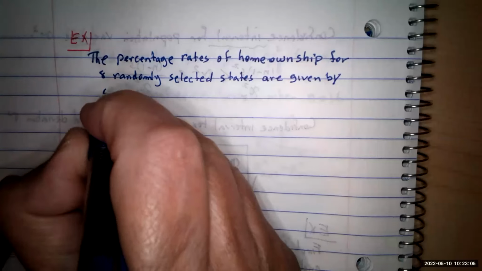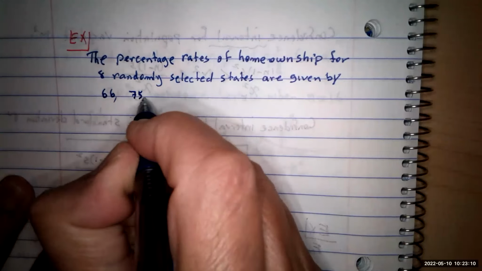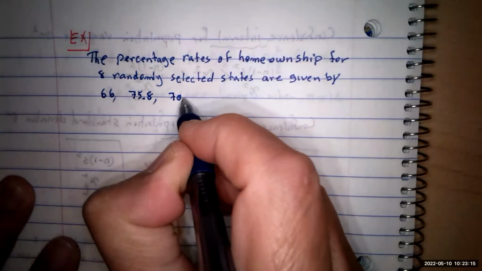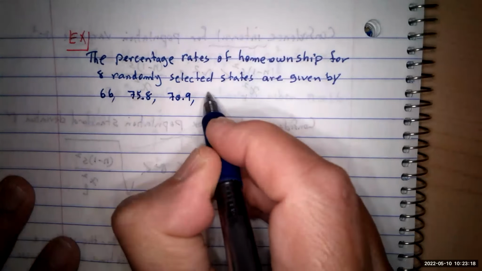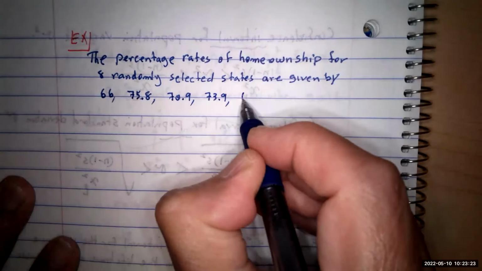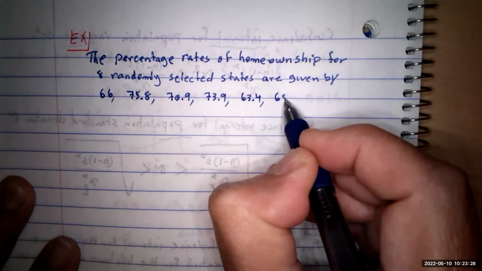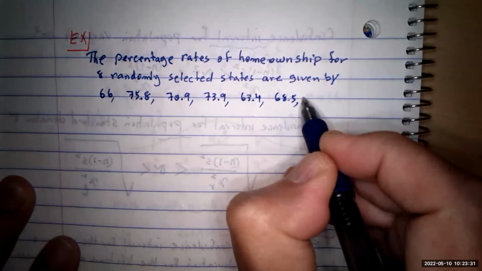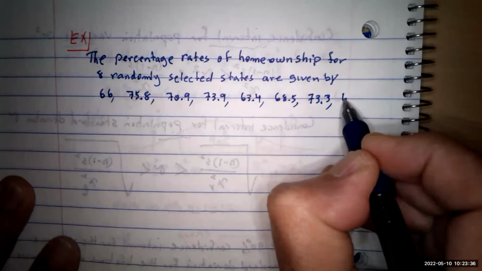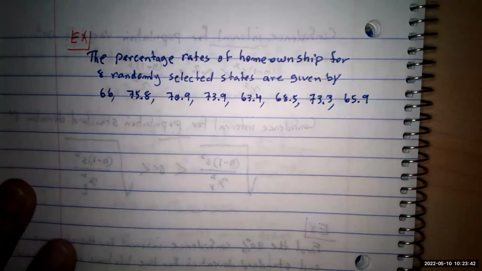We have 66%, 75.8. The other number is 70.9. Then we have 73.9, then 63.4, 68.5, 73.3, and 65.9. So these are the information.